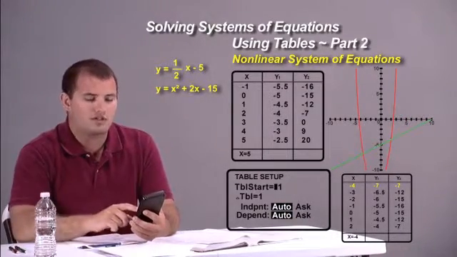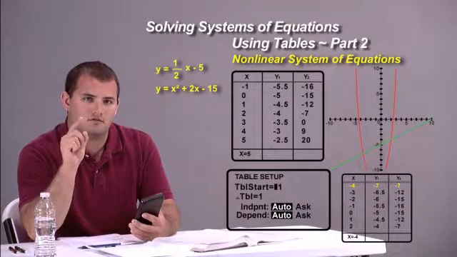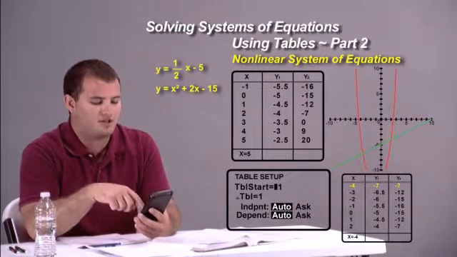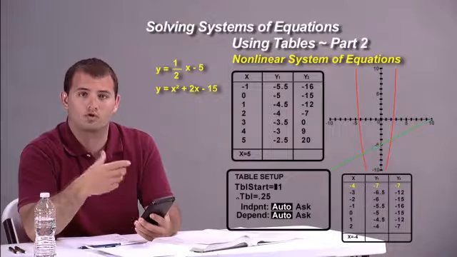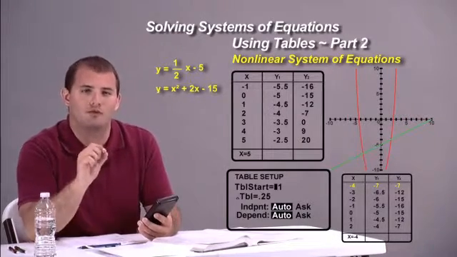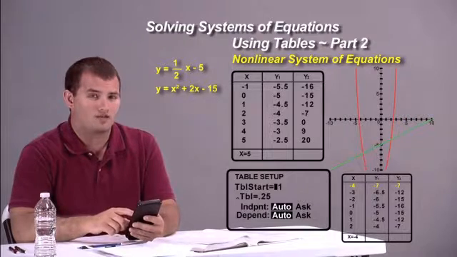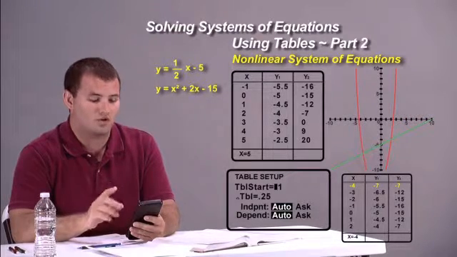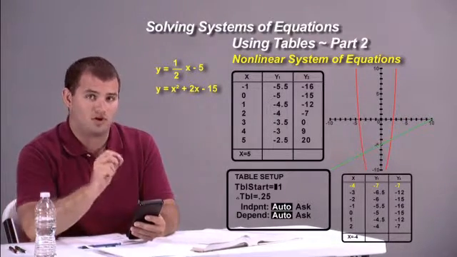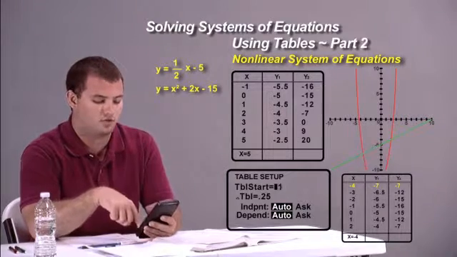What we want to do is change the number that's next to that triangle TBL, and I'm going to change it to 0.25. I'm also going to change the table start, the TBL start, to 3, so I know where to look.